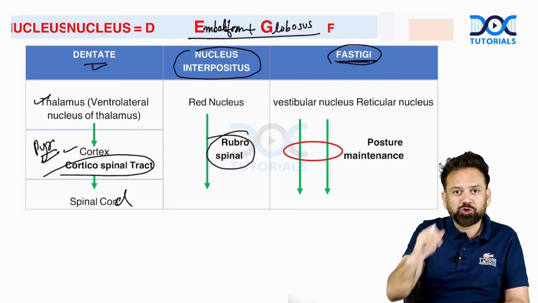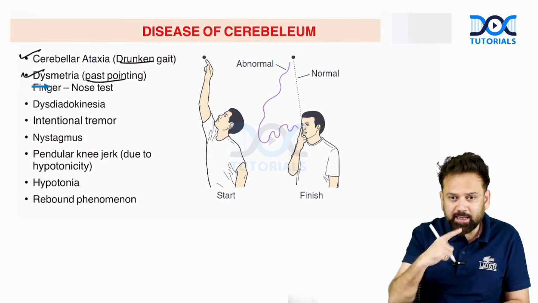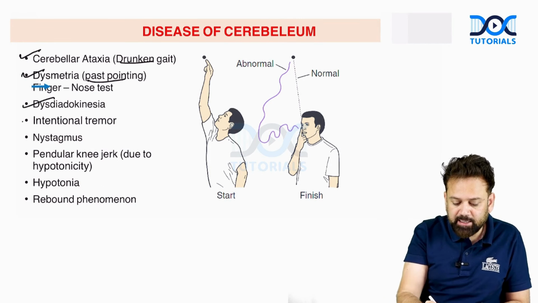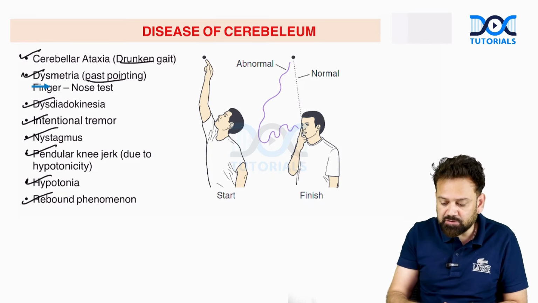If there is a lesion of the cerebellar tract, what will be the clinical features? Cerebellar ataxia, drunken gait, dysmetria, past pointing, finger nose test will be like that, dysdiadokinesia, intentional tremor, nystagmus, pendular knee jerk, hypotonia, and rebound phenomena. These are the clinical features of the cerebellum.